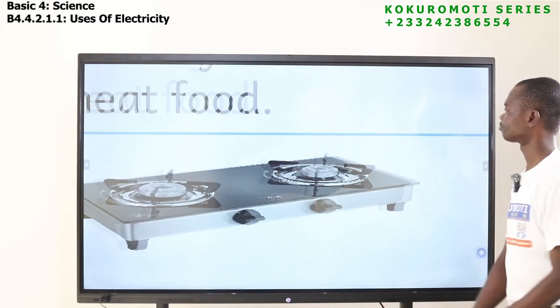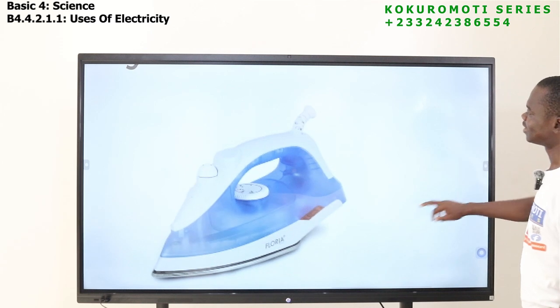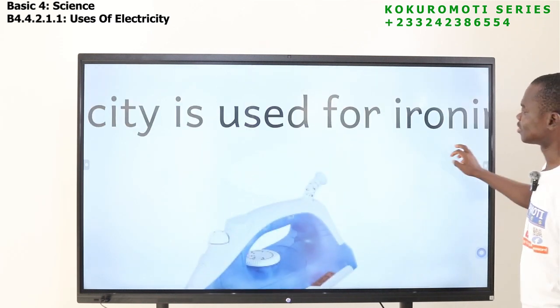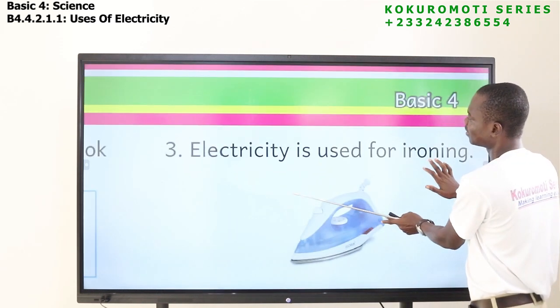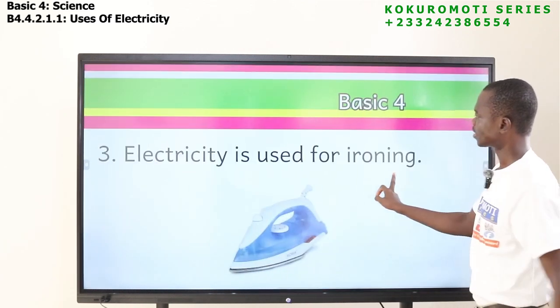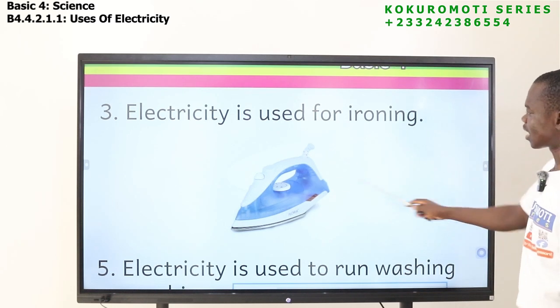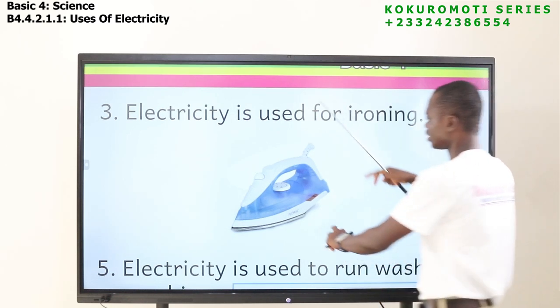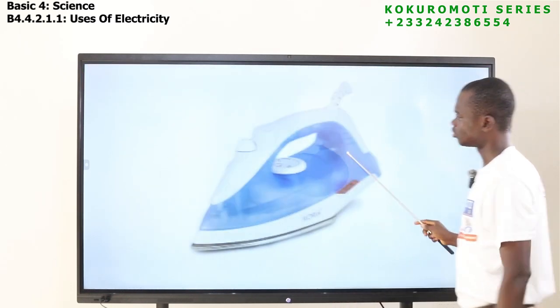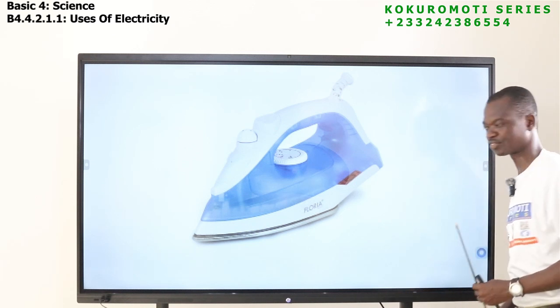The next one. Yes, this is what I drew. Now let's look at it. Electricity is used for ironing. So this is an iron, and we use electricity. Without electricity, this iron cannot function.